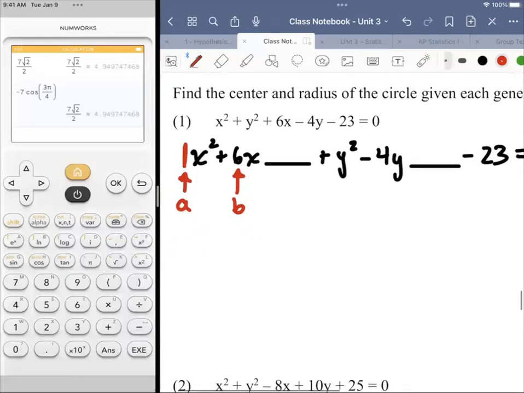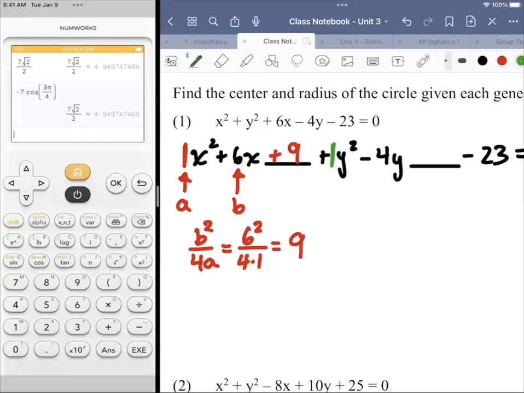We'll worry about the y's in a second. So b squared over 4a is going to be equal to 6 squared over 4 times 1. Now, if you're proficient in completing the square, you do it the way that you know, that's fine, as long as it works. You'll know in a minute if it does. So that gives me a positive 9. So I'm going to put a plus 9 in here.